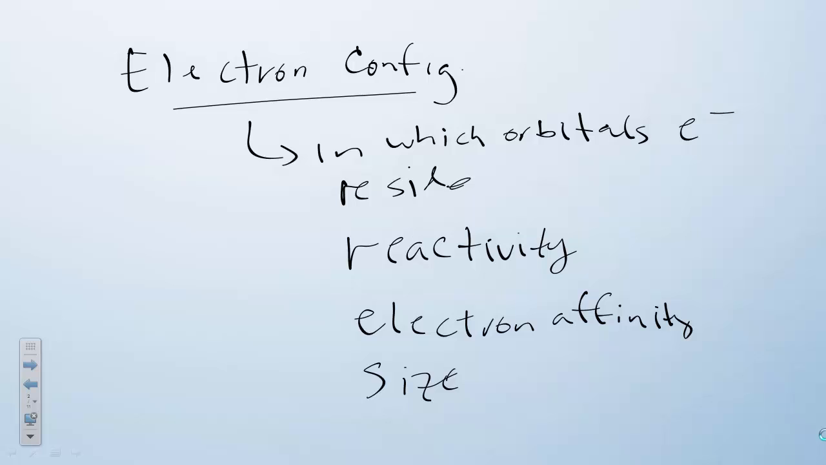But considering that elements engage in chemical reactions in order to change around their electron configurations, understanding the electron configuration of an atom is very important. It's also very important as we talk about electron configuration to realize that we are talking about what's called the ground state. The ground state electron configuration.